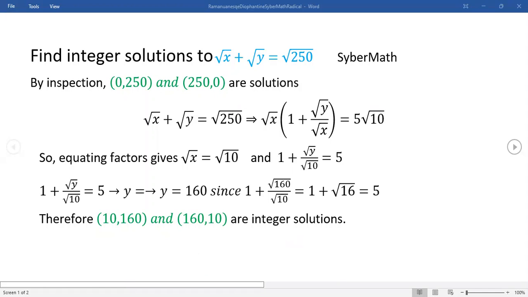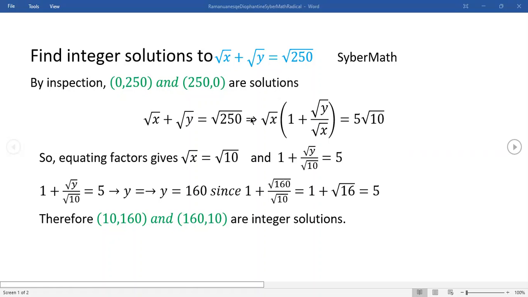Now, the very first one that's dead obvious is just by inspection, and that's okay. We can see that if we substitute 0 here and 250 right here, we get the square root of 250, and conversely. All right, so by inspection, we have a couple of solutions. Now, also, this factorization will lead to another pair of solutions.